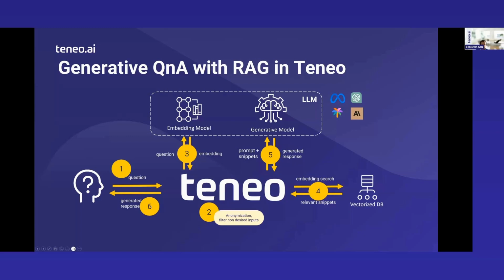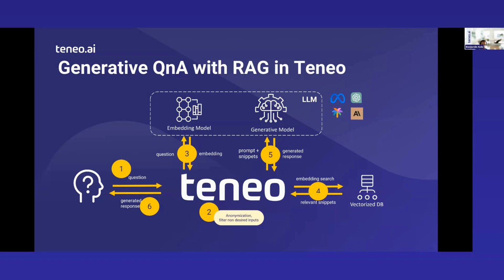In the end, we have the end user on the left, where you can see the number 1. A question comes in, which is sent to Teneo with your front end. Teneo first calls the embedding model, converting the user question into an embedding in step 3. Once the embedding has been created, an embedding search is done against the vectorized database of your documents, and it takes out the best fitting or most relevant snippets.